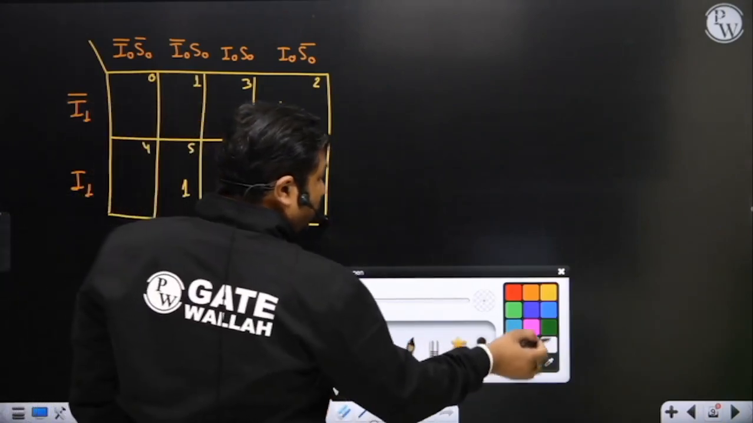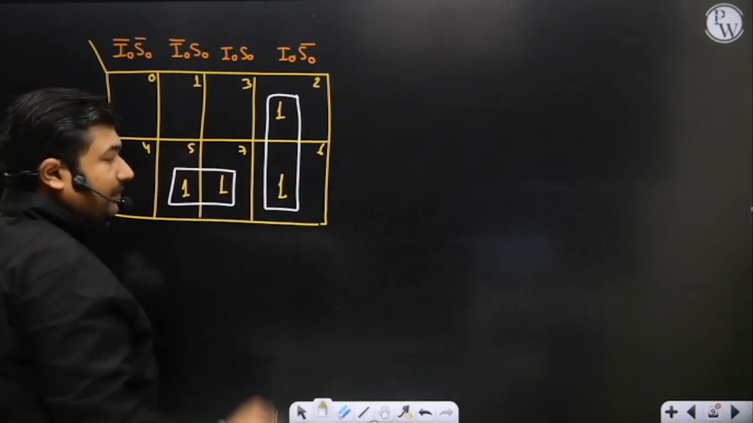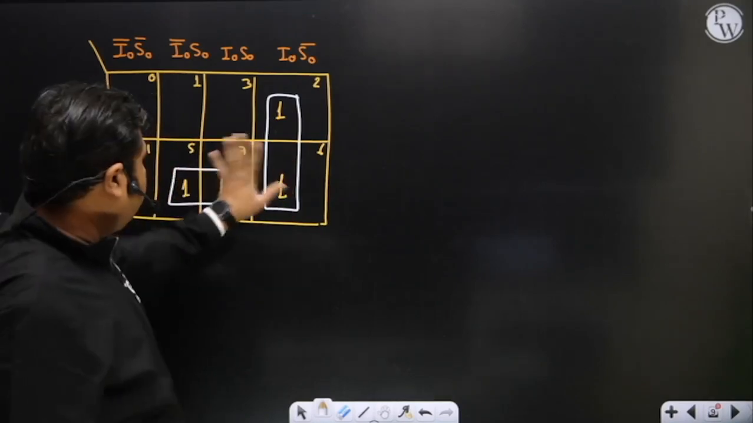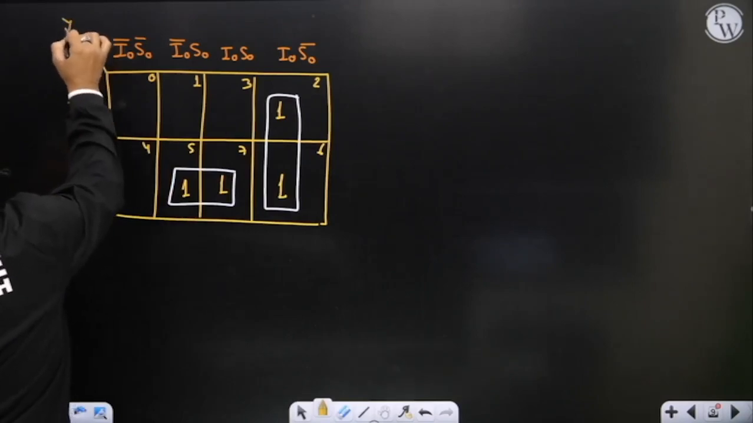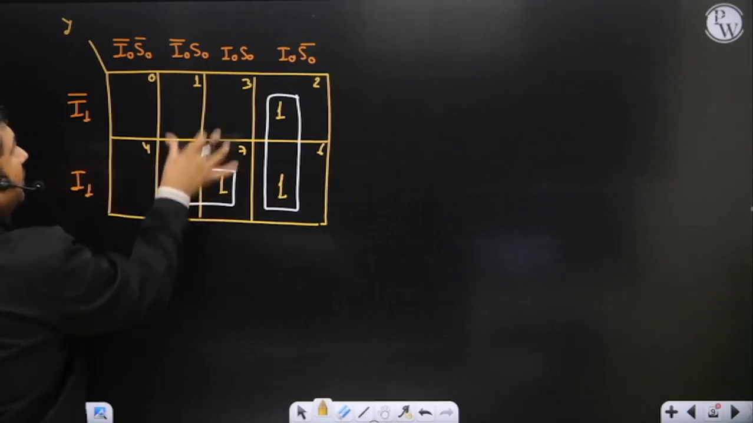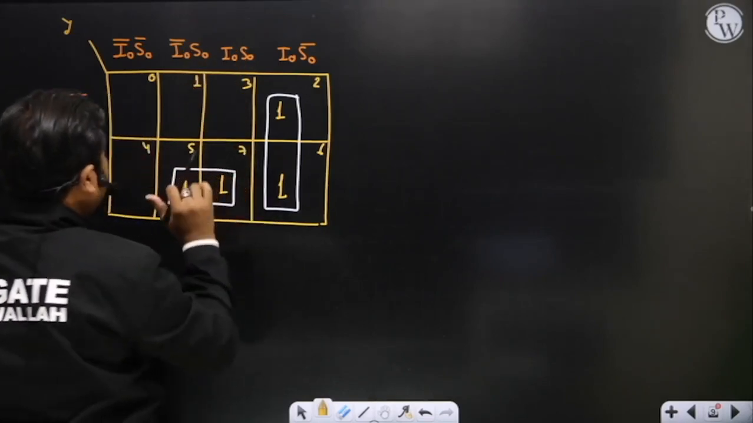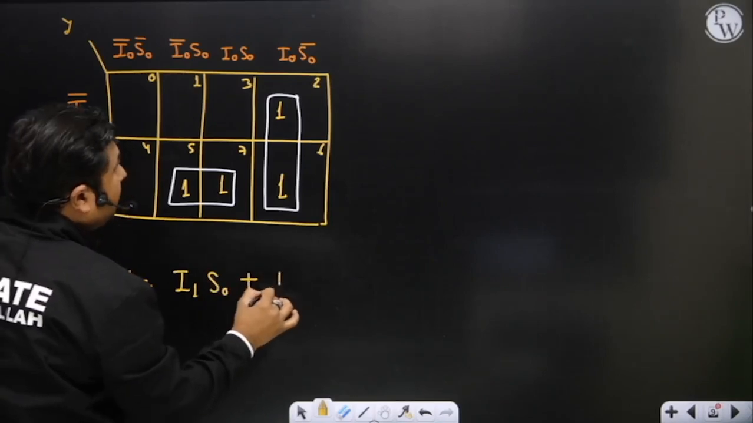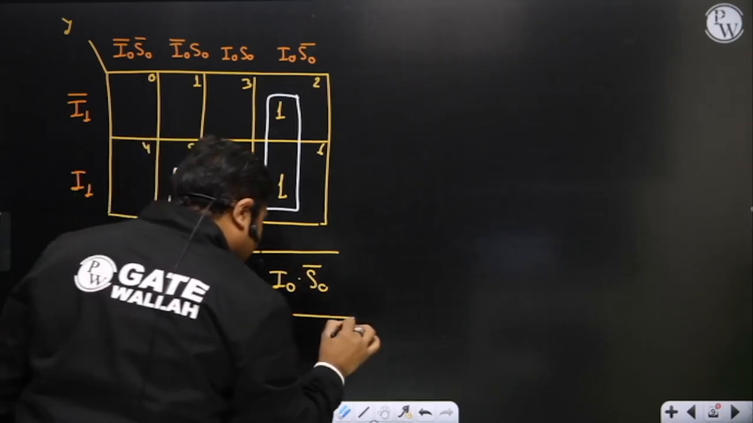Now we first look for the essential prime implicants. All of you are aware of the term essential prime implicant? So we need not make the combination of 6 and 7, since all 1s are already covered. This gives the output function Y as I1 S0 plus I0 S0 complement. So we are getting this as the logical expression.